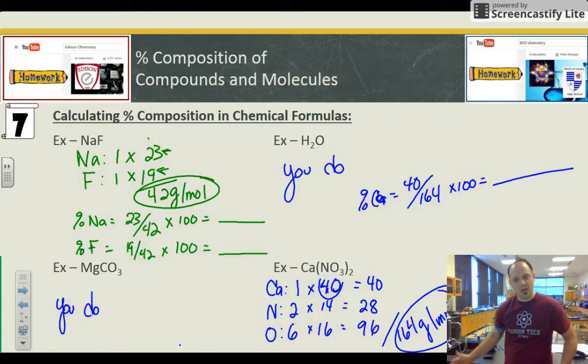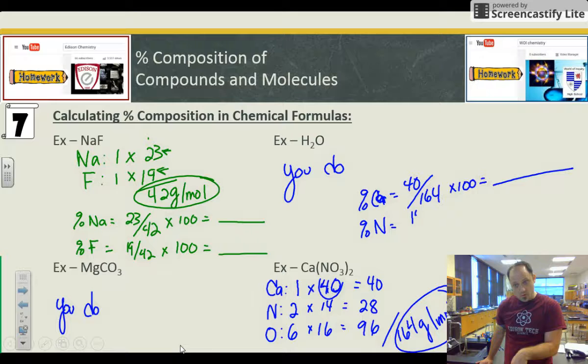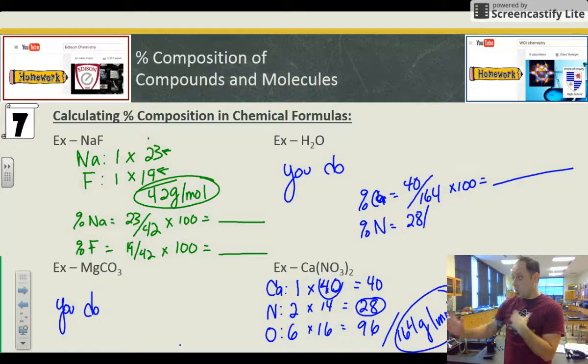Just correcting it up here. So for percent nitrogen, it won't be 40 over 164. It'll be 28 over 164. It won't even be 14 either. Nope, it'll be 28. They want to use this number. Learn from our mistakes. Here we are checking each other's work as we go, and we still can make very easy, simple clerical errors.